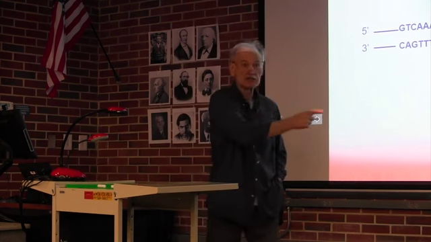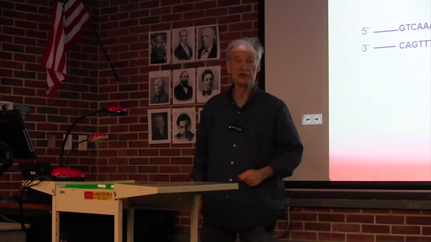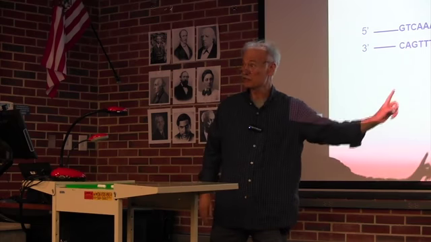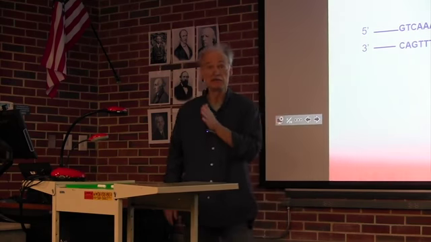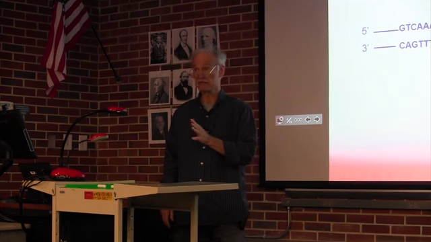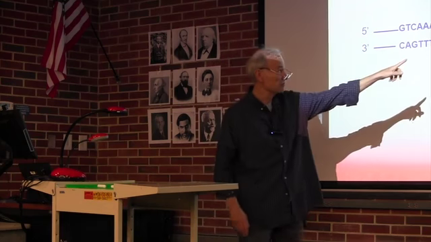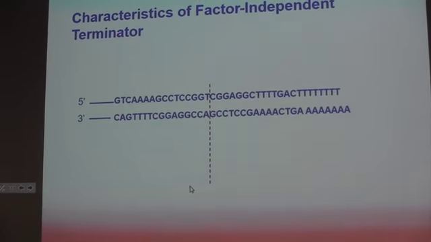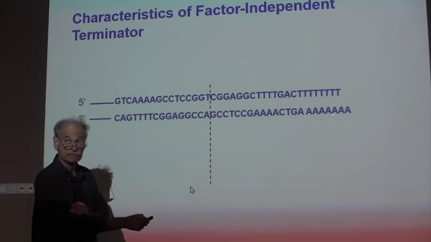So I may give you a sequence that has a hairpin and you should not go, aha. You should go, there's the hairpin. Does it have a stretch of U's right after it? If it doesn't, it must be factor dependent, a Rho-based terminator. If there are a stretch of U's, or in this case, because this is DNA, on the bottom strand, of course, which is the template strand, you're going to see the stretch of A's.